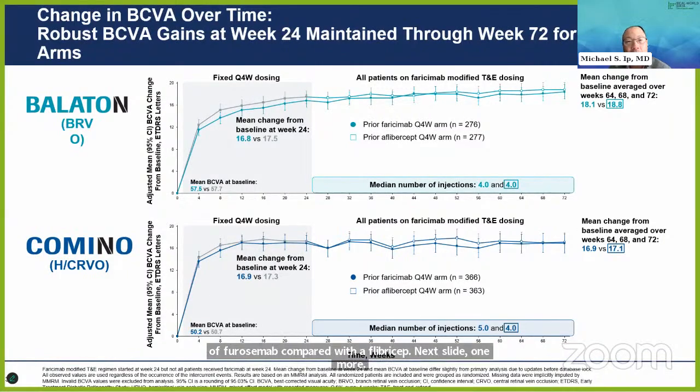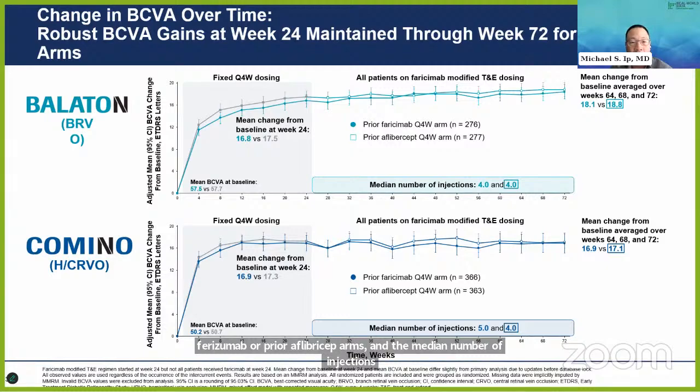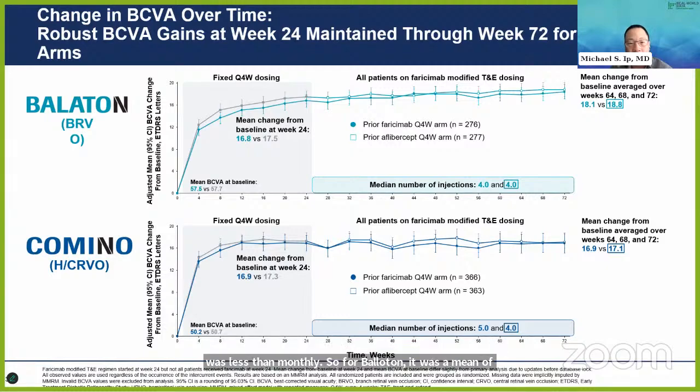Next slide, one more. And when we extend the visual acuity results all the way out to week 72, you can see that the visual acuity results are very similar for the eyes that were switched to faricimab, whether or not they were prior faricimab or prior aflibercept arms. And the median number of injections was less than monthly. So for Balaton, it was a mean of 4, and for Camino, it was a median of 5 injections. Next slide, please.